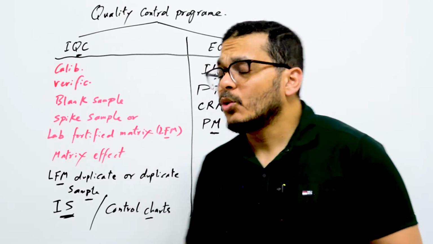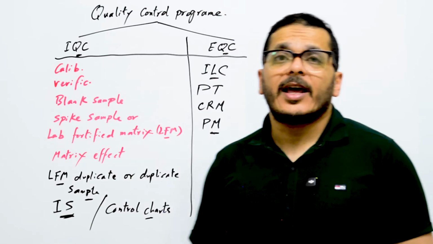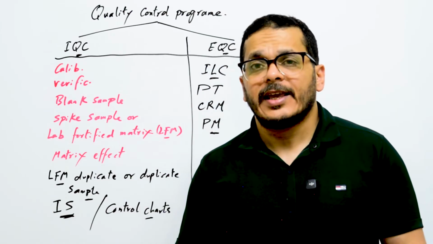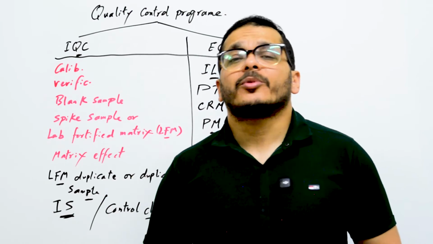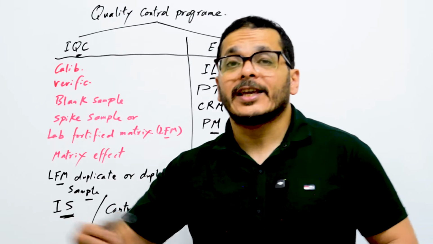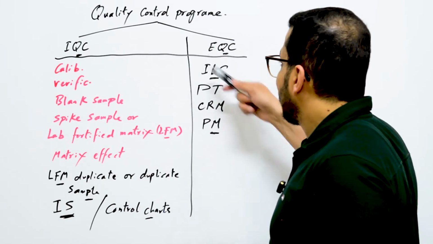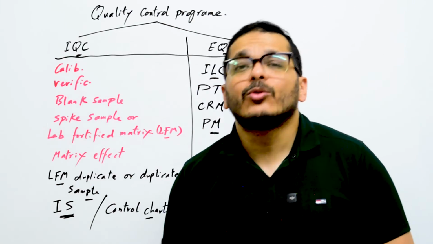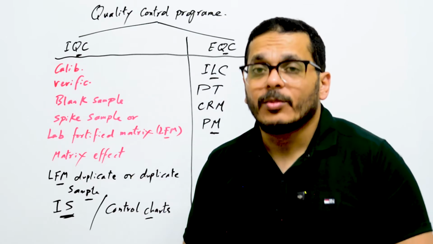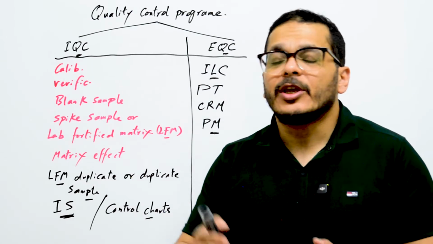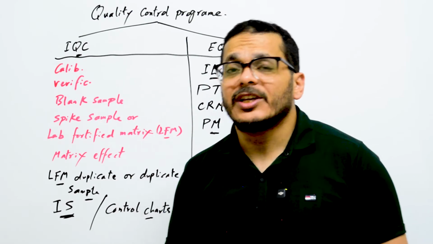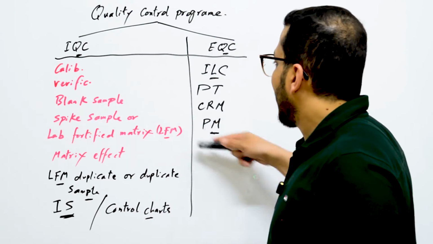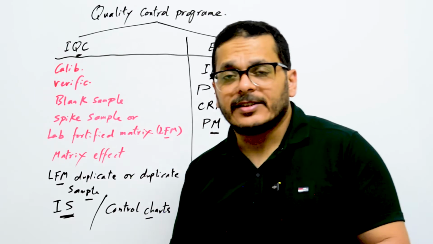Internal quality control is anything that will be done inside the lab every day with every sequence, and this is continuous to ensure the performance of the method for the long term. But external quality control is something that will be done by an organization from outside the lab, not from the lab. So that will be done maybe one time per year, and we will explain everything here in the internal and external quality control.